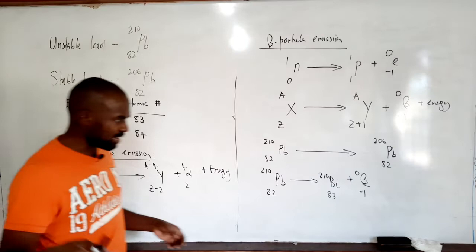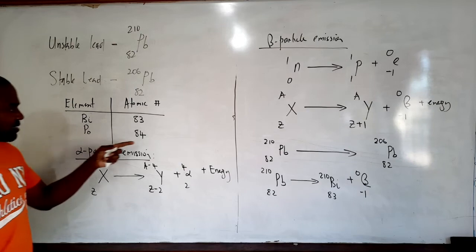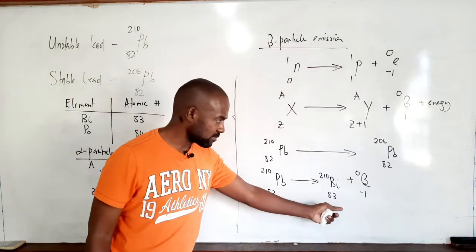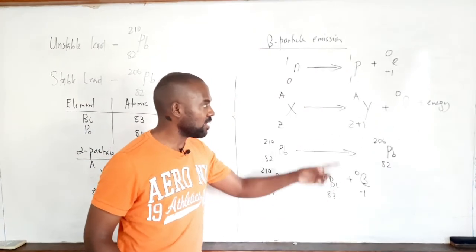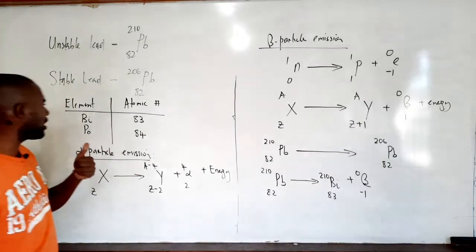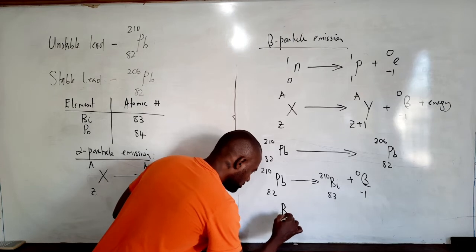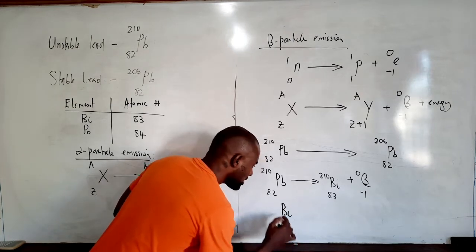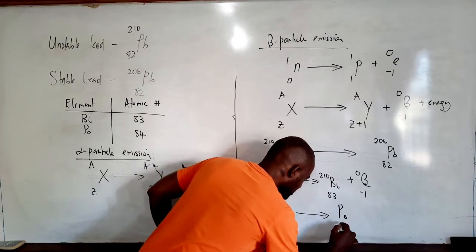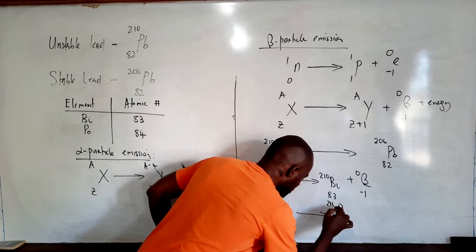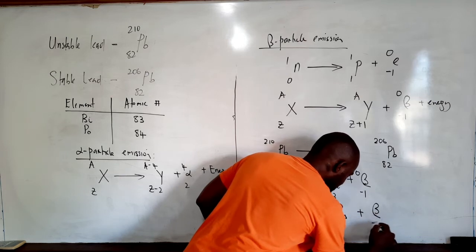So looking at this first example, we ask ourselves, how do we get to polonium with an atomic number of 84 from this? What this means is that bismuth is going to emit a beta particle to produce polonium. And the reaction is this. Bismuth 210 83, mass number 210, will form polonium with proton number 84, mass number 210, and emit a beta particle.